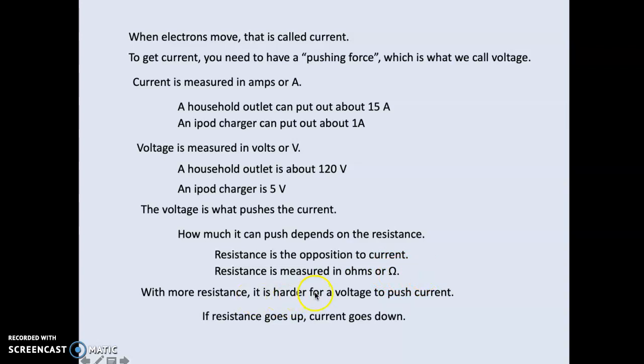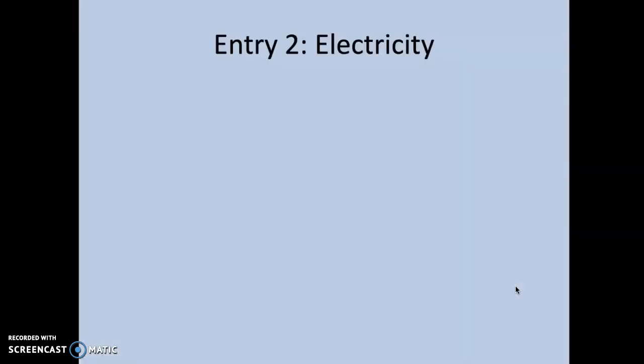So more resistance, the harder it is for current to flow. So if resistance goes up, current goes down, and that makes sense, right? Imagine you were a river flowing, and you built a dam. When the water hits the dam, the resistance has gone up, so the amount of water that's able to flow goes down. And that's what we see here with this relationship.